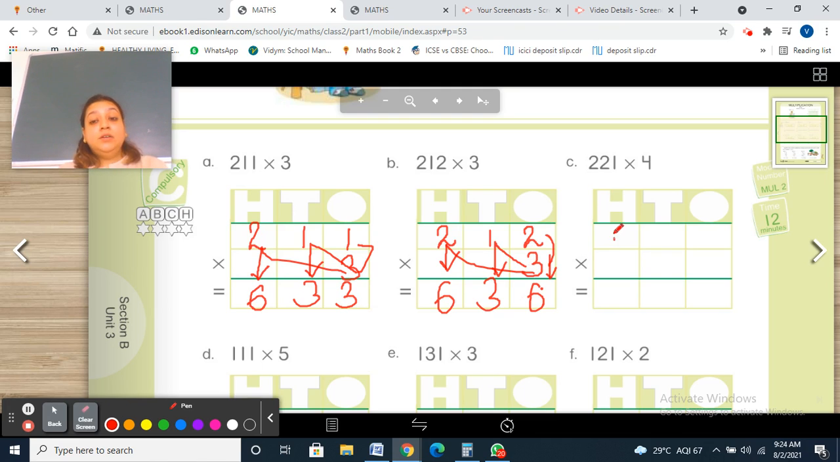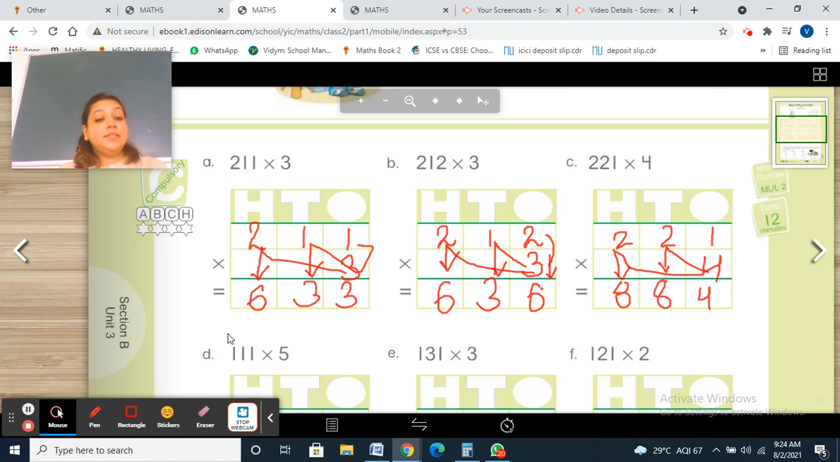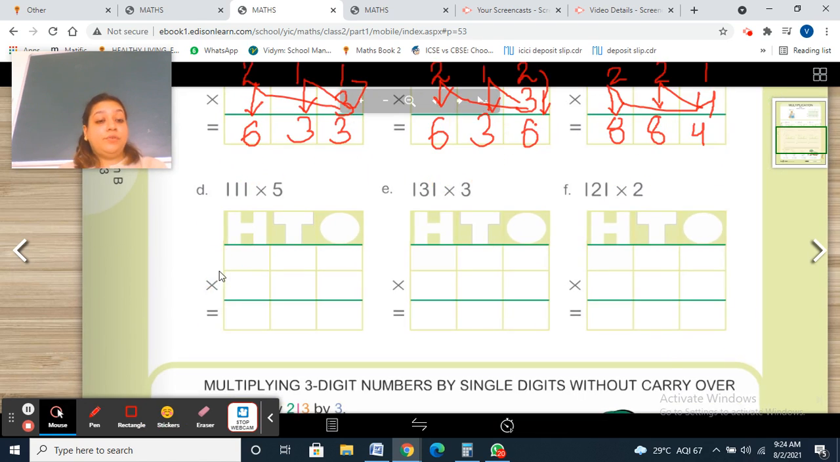Okay. Then 221 multiply by 4. 4 ones are 4. 4 twos are 8. Again 4 twos are 8. Your answer is 884. Question number D, everyone.